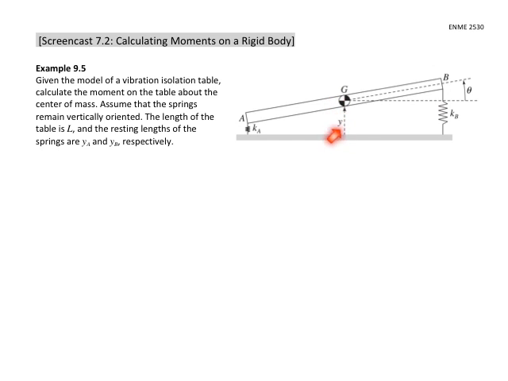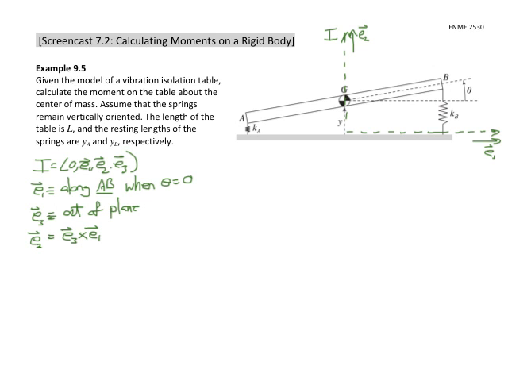We have a vertical translation, and then there's a single rotation out of the plane. And because there's one rotational degree of freedom, that means we need 2 reference frames. So we'll apply an inertial reference frame where we have 3 basis vectors, E1, E2, and E3. And E1 is defined as along AB when theta is equal to 0. E3 is out of the plane, and then E2 is the cross product between E3 and E1.